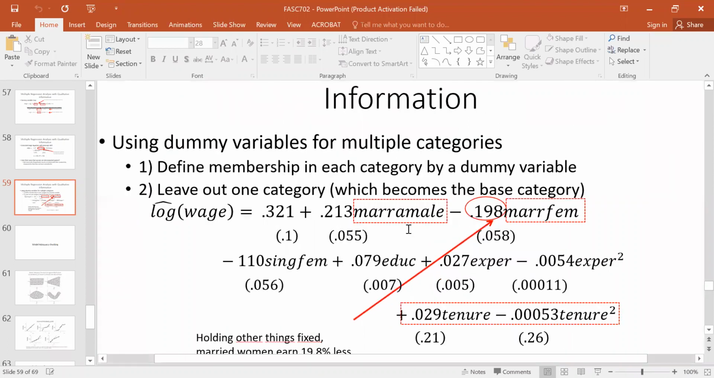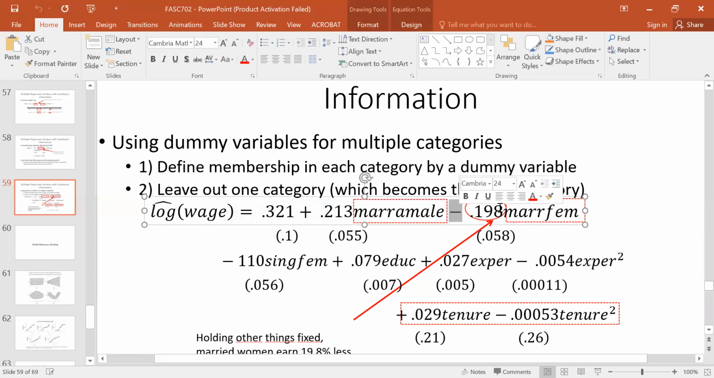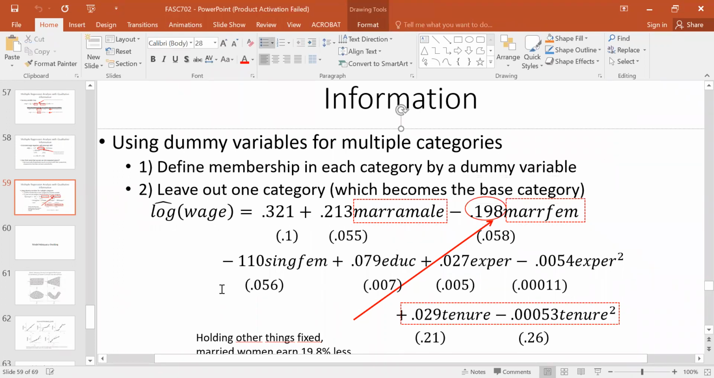Here, married females make 0.198, because of the negative, I'll say 0.198 less than the reference category, single men. So know how to interpret this.